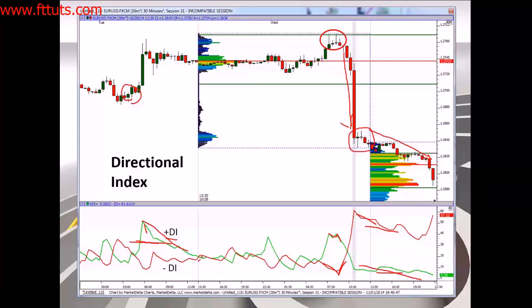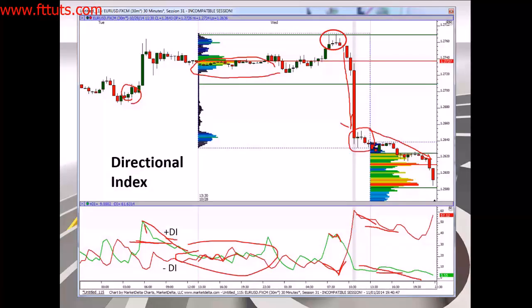When you begin to see the indicators intertwine as we do in this area, this is typically an area of congestion, and you can see it in the price action as well. There's really no clear, coherent direction to be determined, and you probably want to stay out.